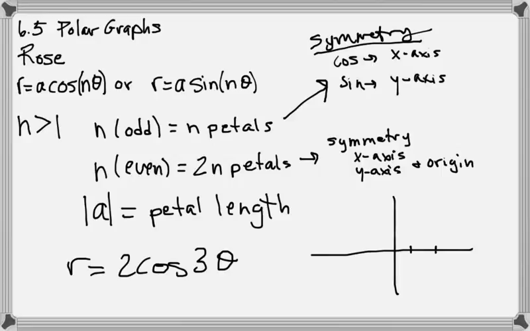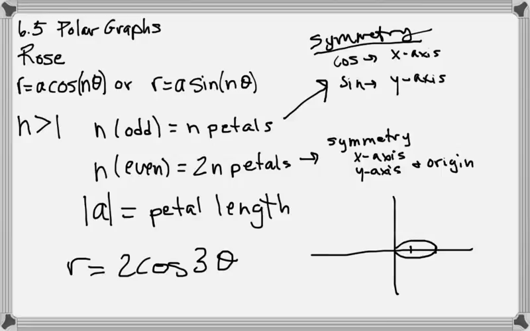How do you draw a petal? More like a leaf, actually. I see. Okay? This is the first example? Yeah. How do you know that it's 2? I'm telling you right now. It's 2 units long because A is 2 in my equation, 2 cosine 3 theta.